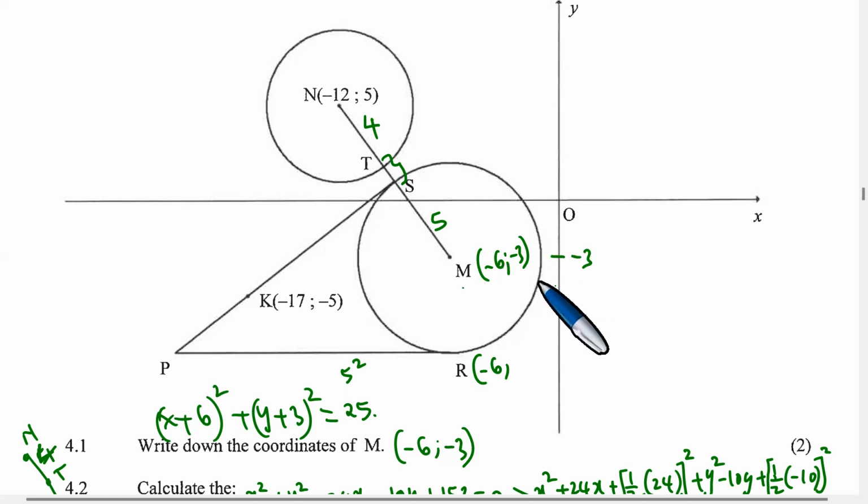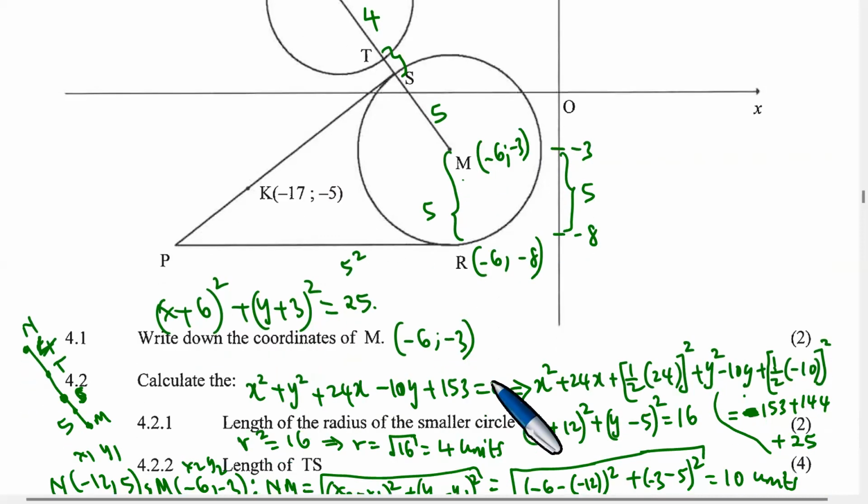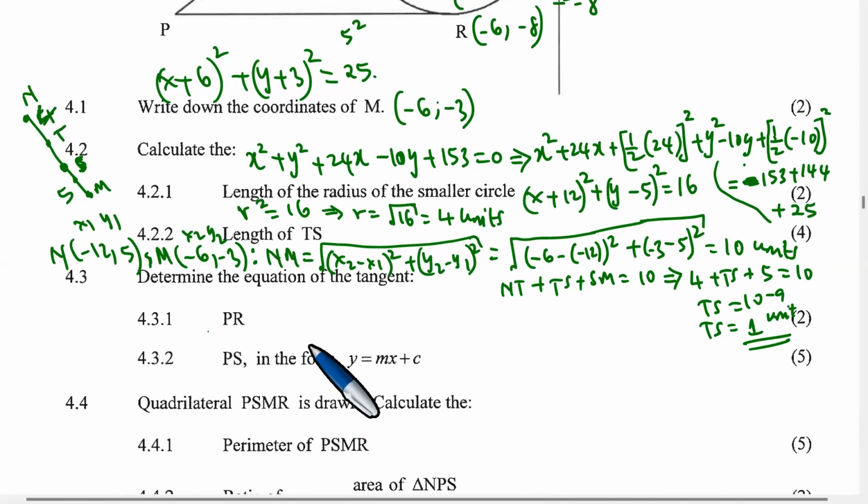Y is -3 there, but the radius from here to there is 5 units. Going down 5 units from here, you have minus 5, so this one is going to be -8. So the first thing you write is that R has the coordinates -6, -8. R has the coordinates -6, -8.